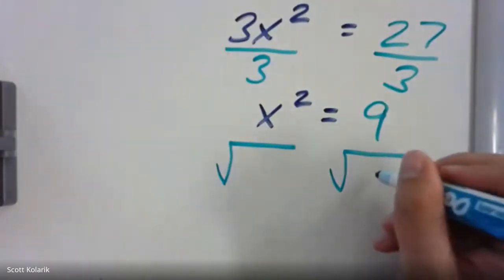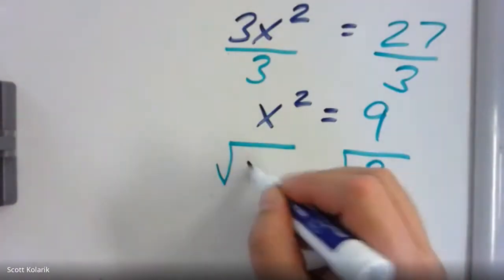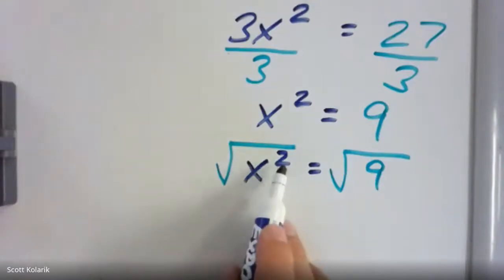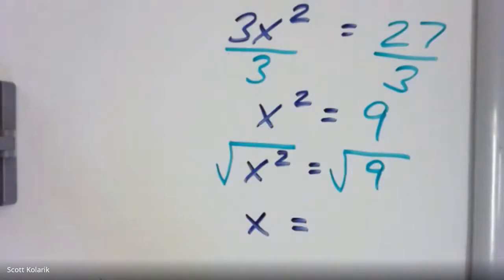So when I take the square root of both sides, on the right, I'll be taking a square root of 9. On the left, I'll be taking a square root of an x squared. What will ultimately happen here is that the square root will undo the squared, and I'll be left with just x. This is using square roots.